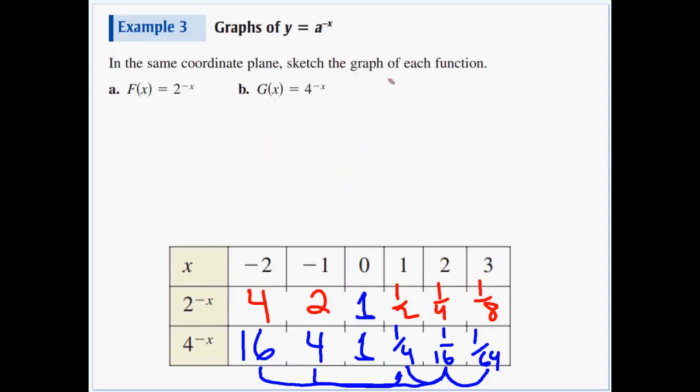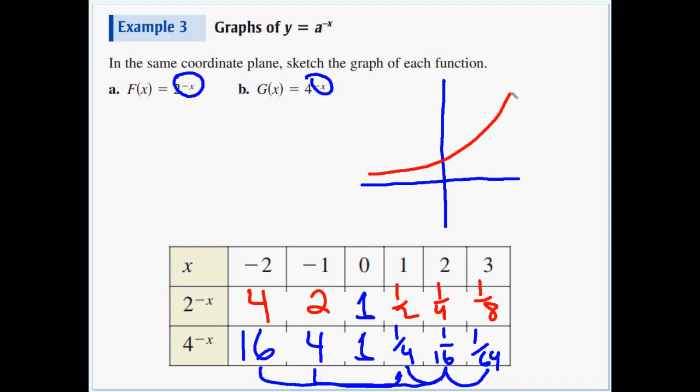And remember when we were doing graphing stuff, here we put a negative in front of our variable. And remember, that is a flip across the y-axis. So if this is our 2 to the x, 2 to the negative x is just flipped over the y-axis because we negated that variable exponent.